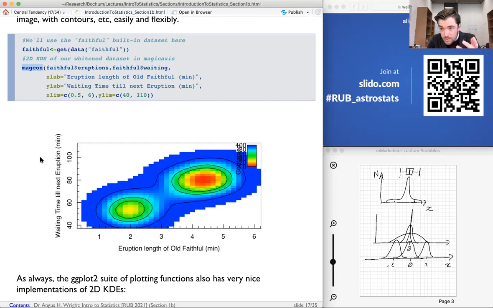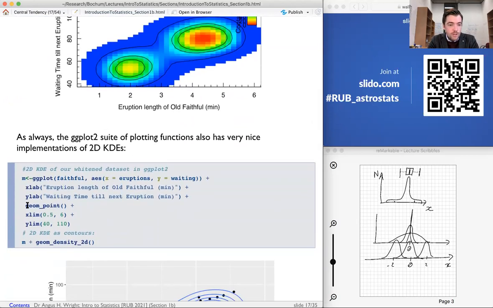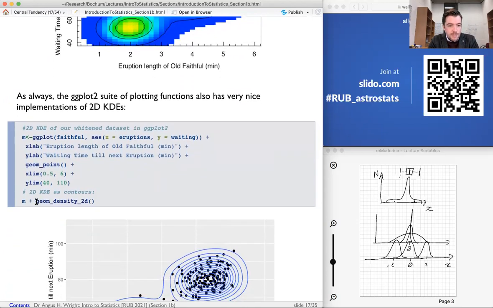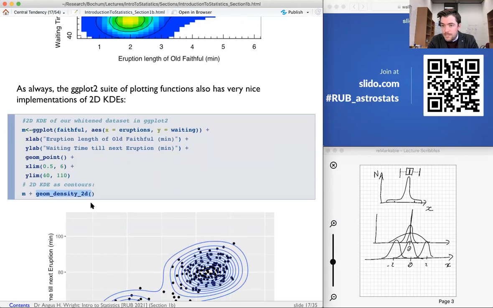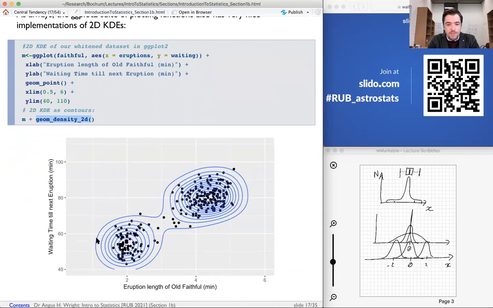But as always, ggplot has another, and also is able to do the kernel density estimates. And the way in which you can do a kernel density estimate in ggplot is using just geom_density_2d. And so here I've plotted the scatter plot of the data set from Old Faithful, and then I've overlaid the two-dimensional kernel density as contours.